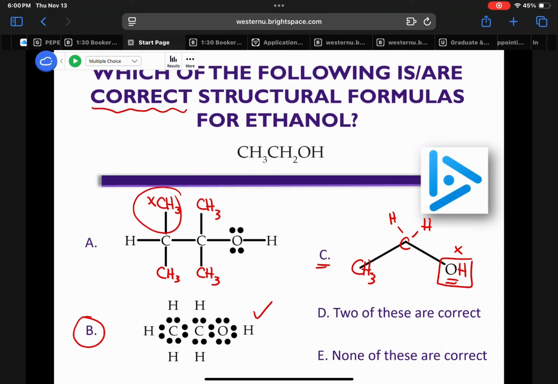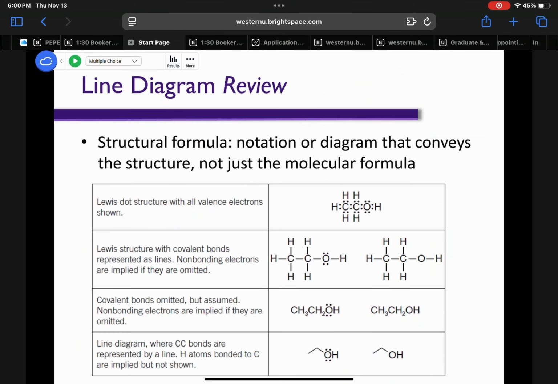So lots of ways to draw organic molecules. Some of them are correct, some of them are incorrect. Amongst correct, you can have preferences. I imagine most of you don't prefer to draw all the dots, and that's fine. But if you're going to draw it this way, make sure the hydrogens are only implied on the carbon atoms, nothing else.